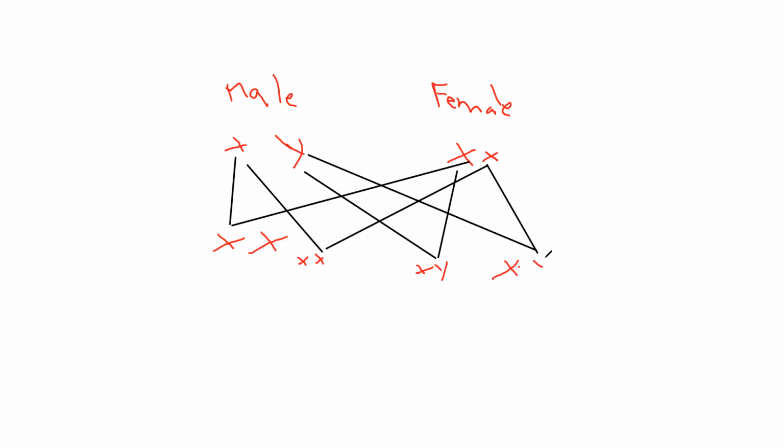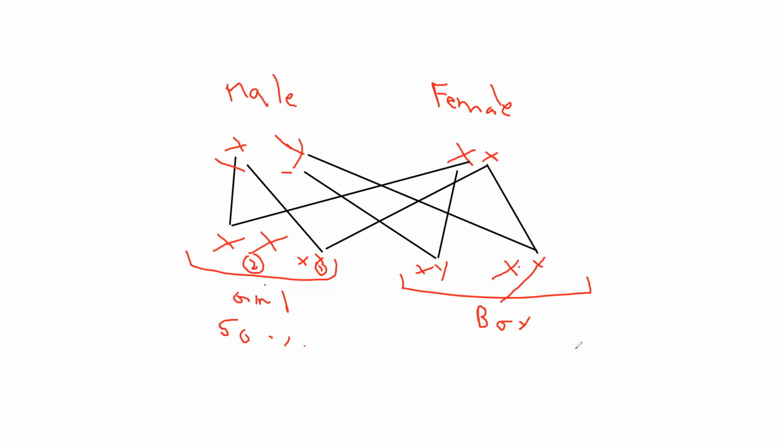Over here you can see that when X and X fuse, you get XX. So these are two, this is the first one and this is the second one. Both of them are girls. Now over here, you have XY. When the X chromosome fuses with Y, you get a boy. Can someone tell me what is the percentage of getting a boy and girl? Badruddin: 50. 50%. So you have a 50% chance of getting a girl and 50% chance of getting a boy.